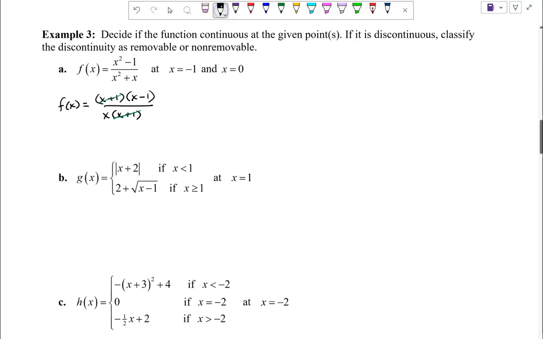And if you remember, that means there's a hole in the graph of f of x at x equals -1. That means that we have a removable discontinuity at x equals -1. On the other hand, the factor x in the denominator does not cancel in the numerator. This means that we have a vertical asymptote at x equals 0. In other words, we have a non-removable discontinuity at x equals 0.